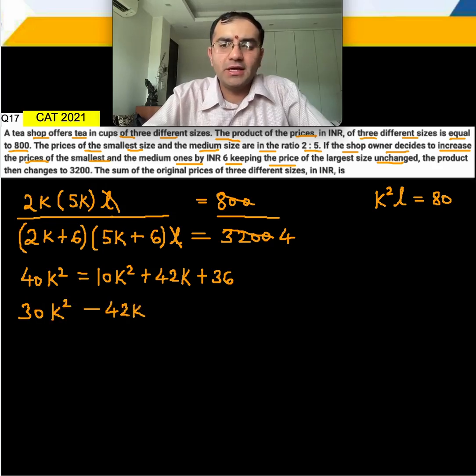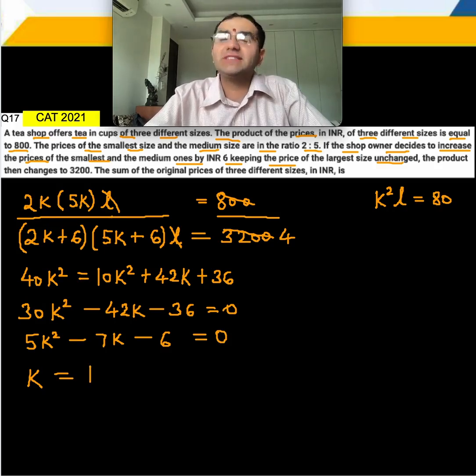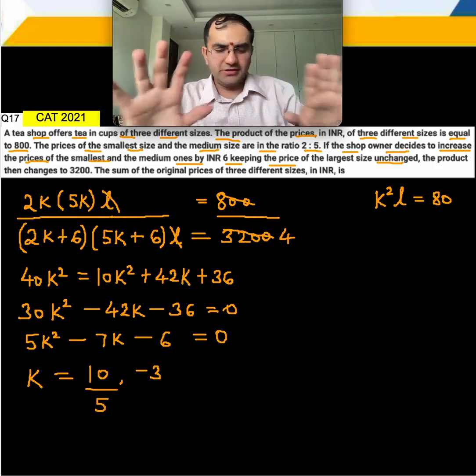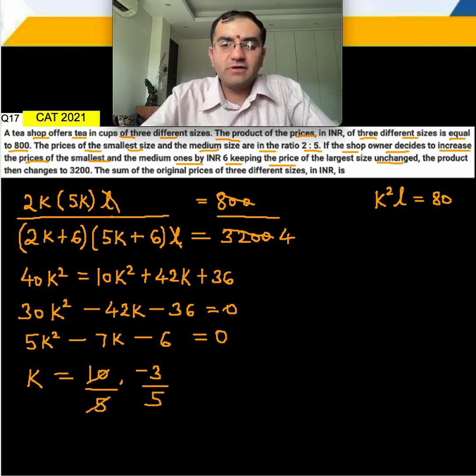10k square plus 42k plus 36 is equal to 0. 30k square has come, and from here remove 6. 5k square minus 7k minus 6 is equal to 0. Solve the quadratic, you will get k, sum is 7, product is minus 30, that is 10 and minus 3, and divide by 5 to get your root. Standard process for solving a quadratic equation. Negative value will not work, so 2 has come.